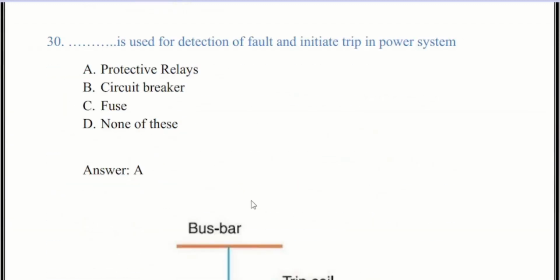Now we come to question number 30. Dash is used for direction of fault and to initiate trip in a power system. There are four options. The correct answer is A, protective relays.